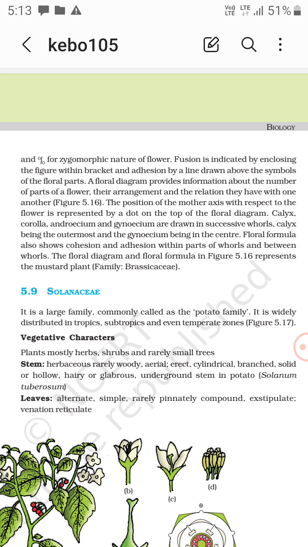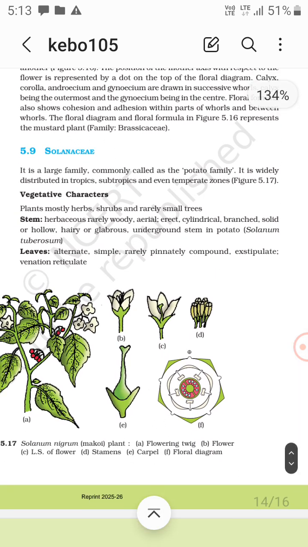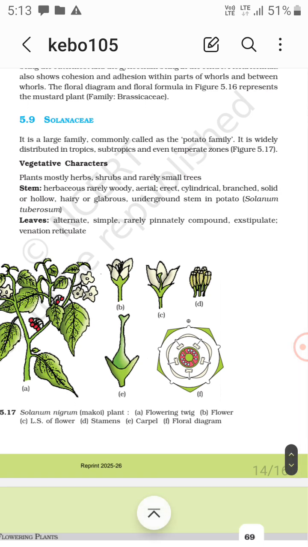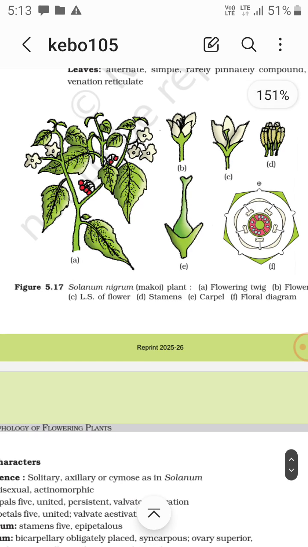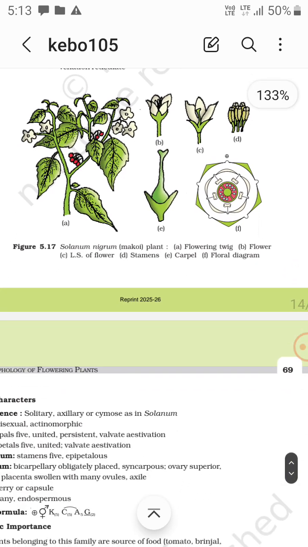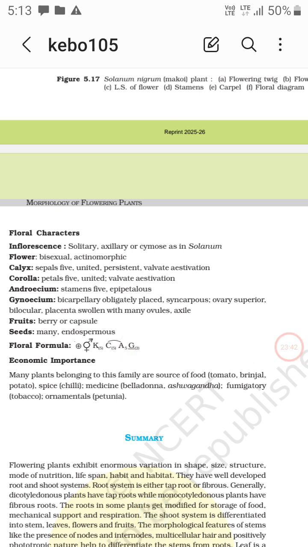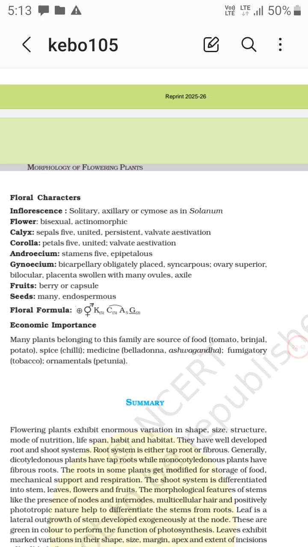Now the mustard plant belongs to family Brassicaceae, right? Now Solanaceae, it is a potato family, and there are vegetative characters, that is stem, leaves, and so this is it. Now Solanum nigrum, it is a makoi plant, right? Now inflorescence, it is solitary, axillary or cymose as in Solanum. Okay, now flower, it is bisexual and actinomorphic.